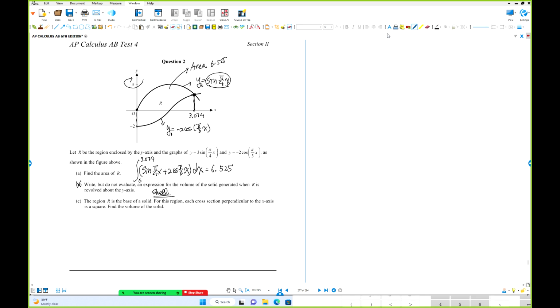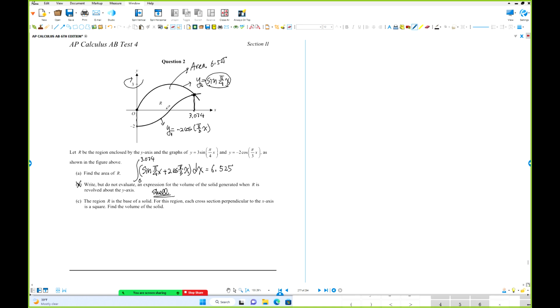Second one over here. This is the length. R is the base of a solid. We're going to build some constructions on this length. We're going to build a house. R is the length.